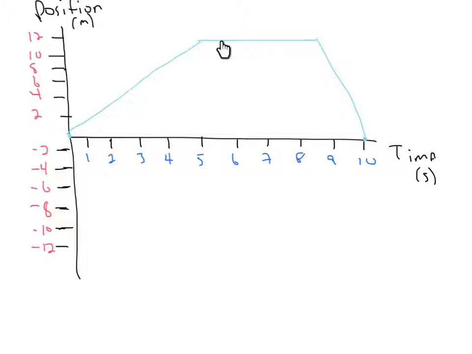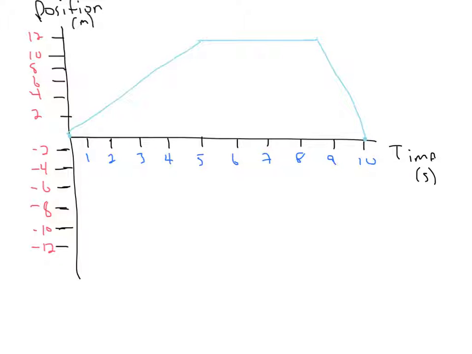And then here, this is interesting. On a position time graph, the straight line tells us that the object has stopped. It is no longer moving. So from 5 seconds to about 9 seconds, it has stopped. And then we see from 9 seconds to 10 seconds, it has a very high negative velocity.